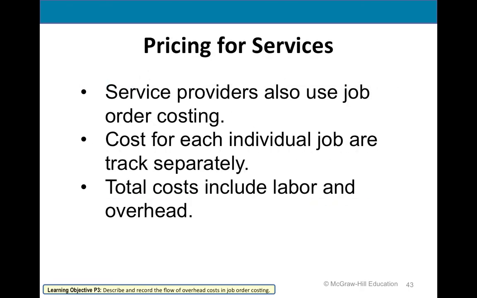And then pricing services. Again, the whole point of why we do this is you want to provide service providers with total costs that include labor and overhead. Again, the cost for each individual job is tracked separately.